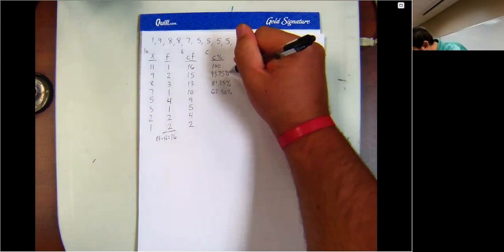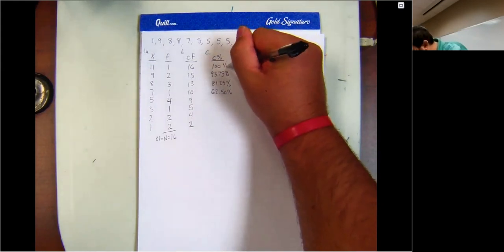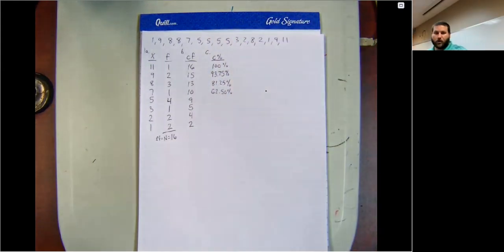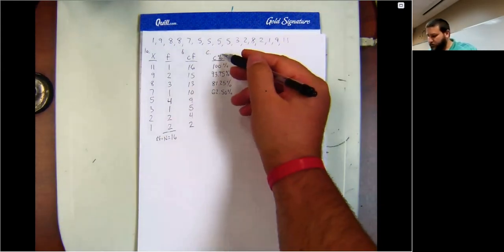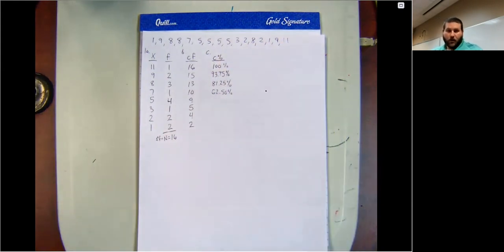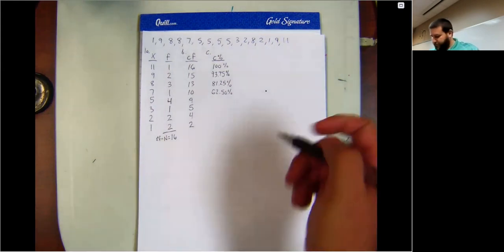I'm sorry, and these percentages are probably not necessary, but since I've been including them, I don't want to mark them out, but you don't have to include the percent since it's denoted up here in the top of the column. But 62.5%. Well, what percentage scored a 5 or lower?